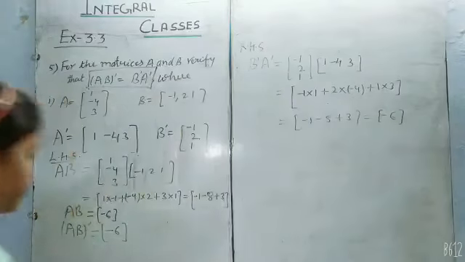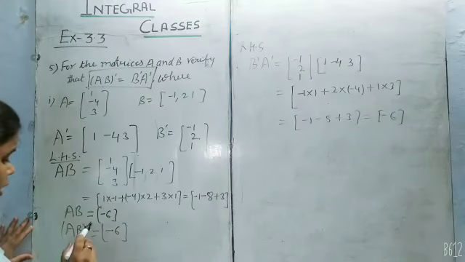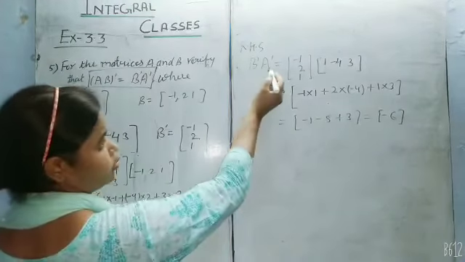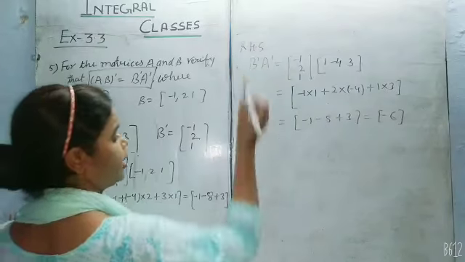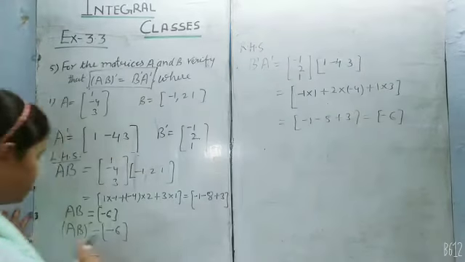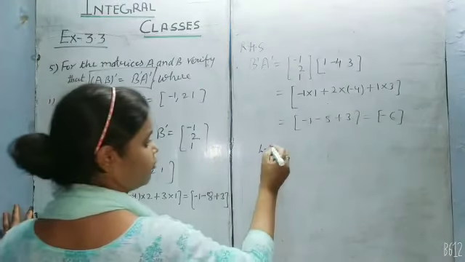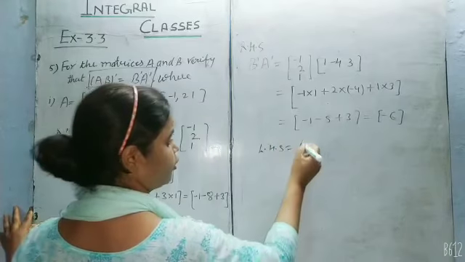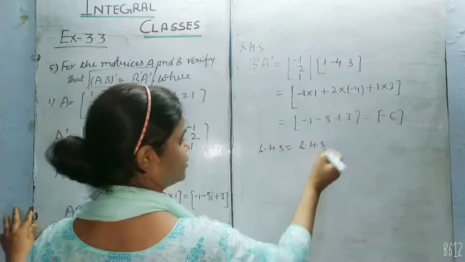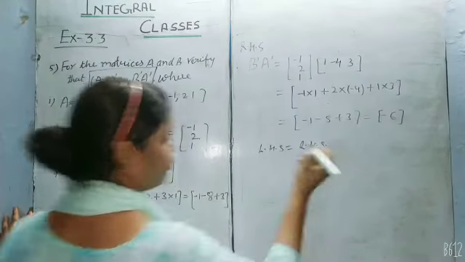So as we observe on both sides, AB transpose equals B transpose multiplied by A transpose. Left hand side equals right hand side, hence proved.